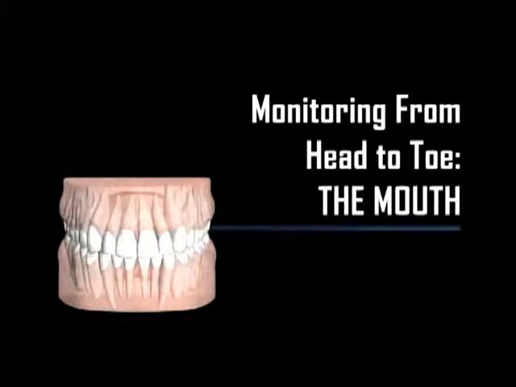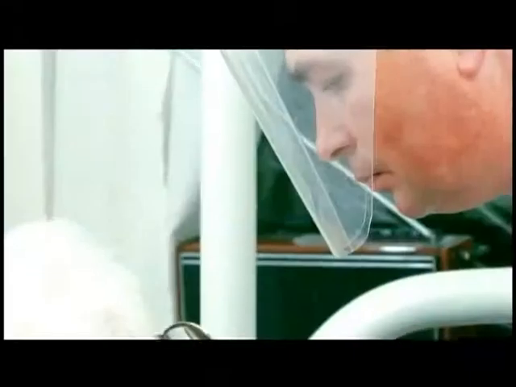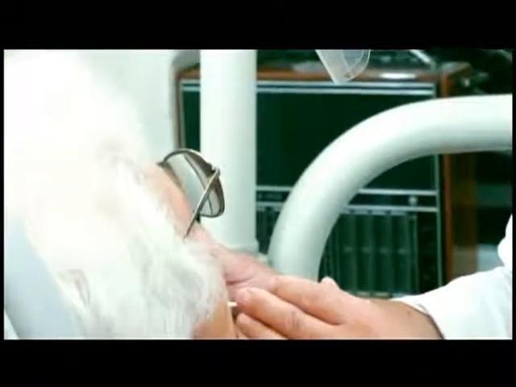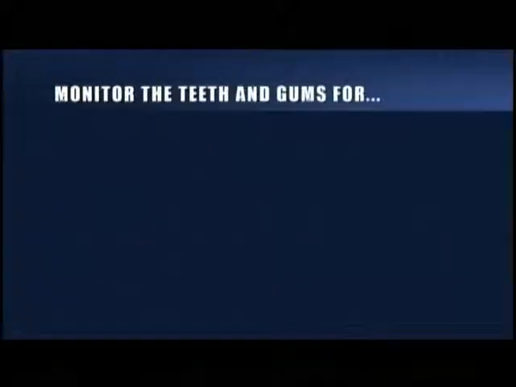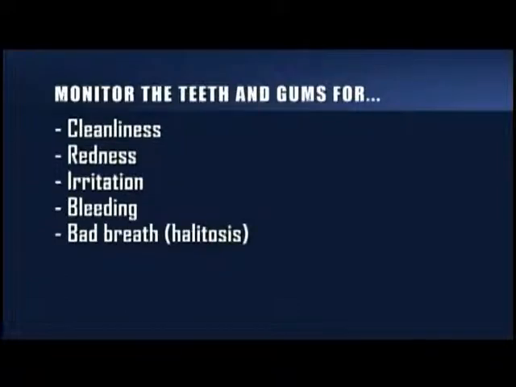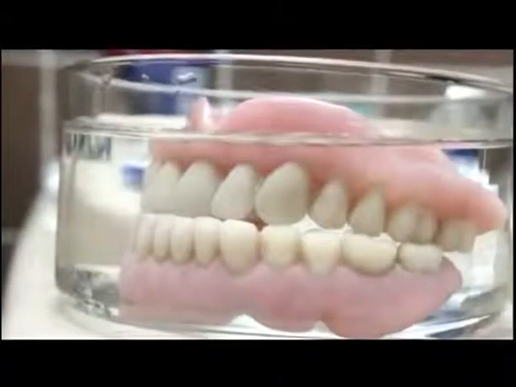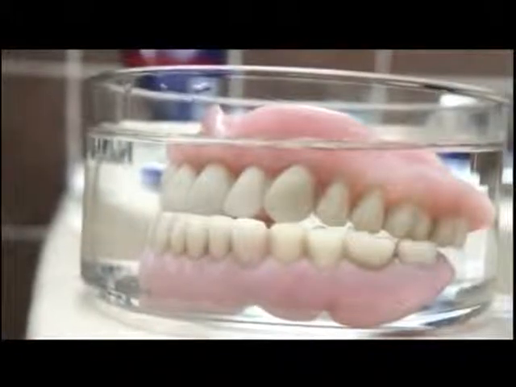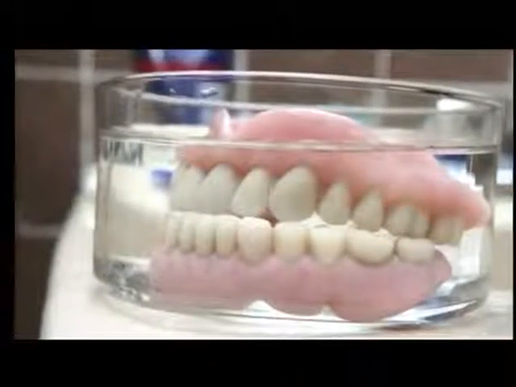Experienced professional caregivers will check the mouth to get an idea of the overall quality of care. Pay special attention to the teeth and gums, looking for cleanliness, any redness or irritation, bleeding, open sores in the mouth, and also foul breath or halitosis. Additionally, if the person uses dentures, look at the dentures for cleanliness, that they're in good condition, and that they fit properly.